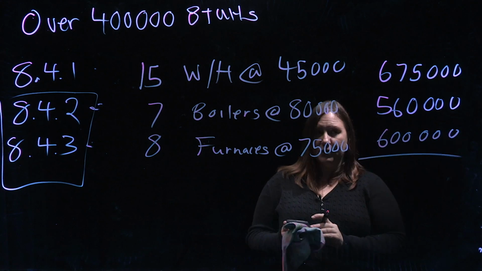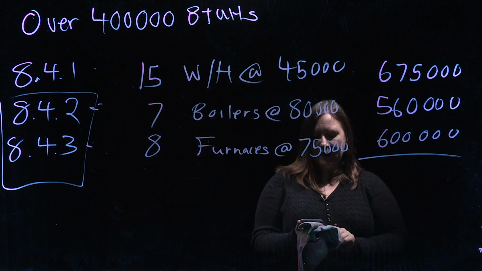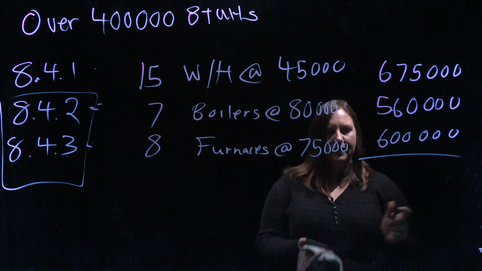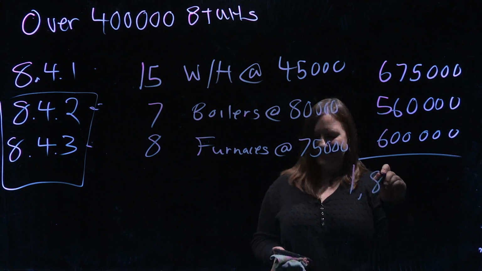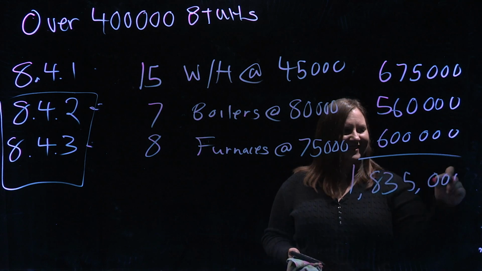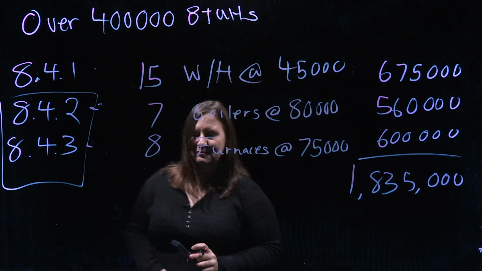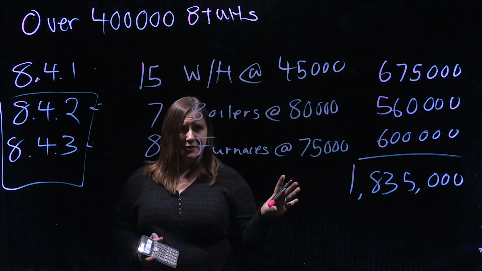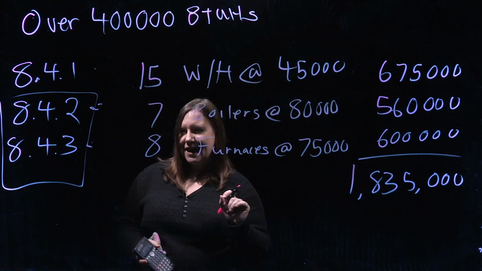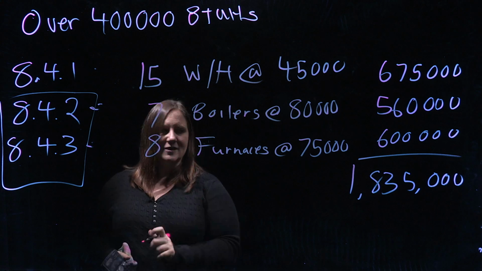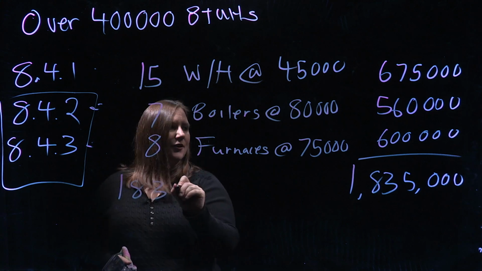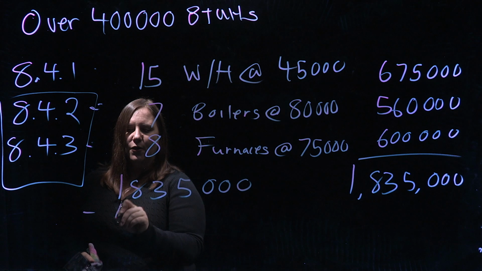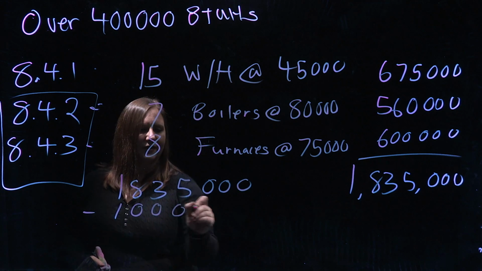So first thing I got to do is total them all up. So 600,000 plus 560,000 plus 675,000 gives me 1,835,000 BTUs. Nice big number. So what do I do? I end up reading 8.4.2 because none of these have power burners. Nope, no power burners here. And again, 8.4.2 says for up to the first million BTUs, you're going to need 1 square inch per 7,000 BTUs, but that's only the first million. So I'm going to go, let's take care of this million separately.